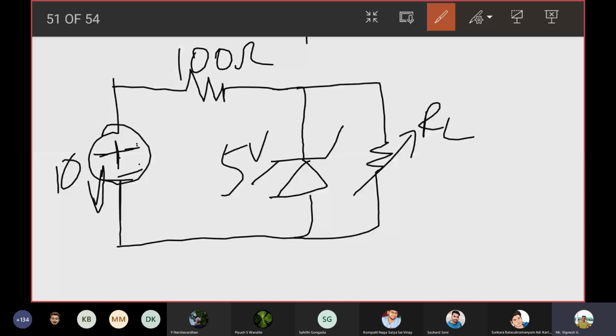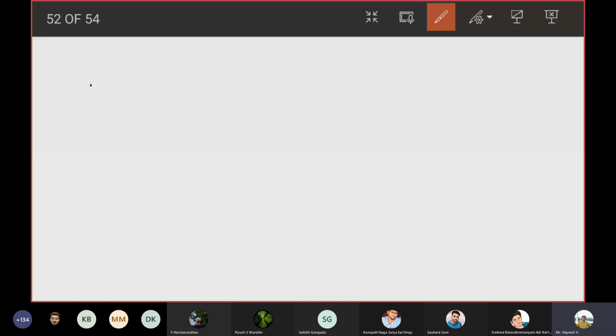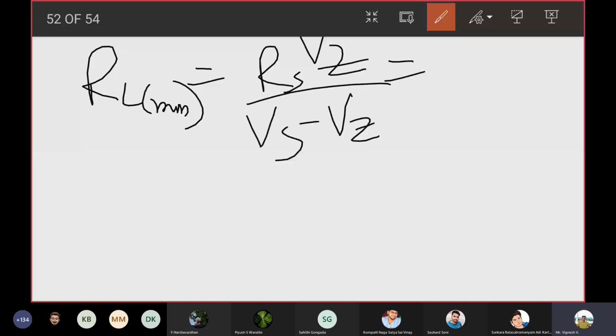How will you find out the minimum value of RL? Minimum value of RL is possible if the voltage at this node is at least equal to VZ. No, it has to be at least 5 volts, right? Yes, sir. We have already solved it. We already know the equation. RL min equals, what is the equation? RL min equals RS into VZ divided by VS minus VZ, right? We just solved that equation here.